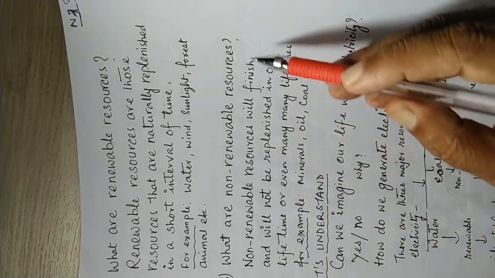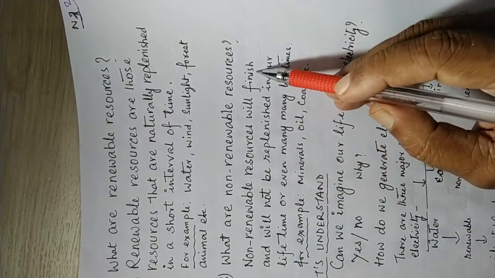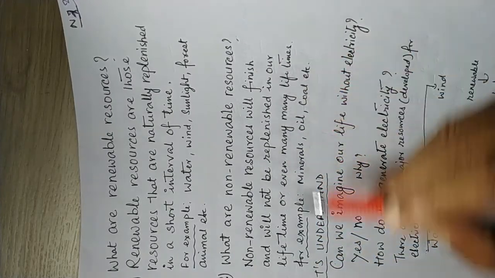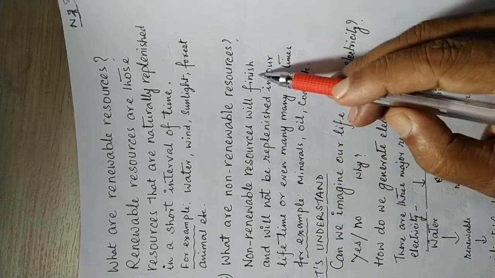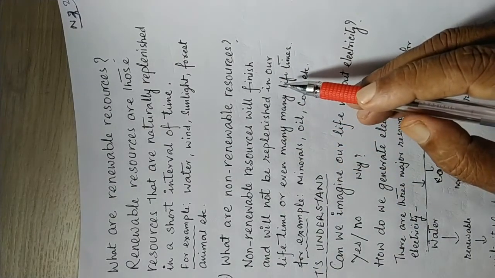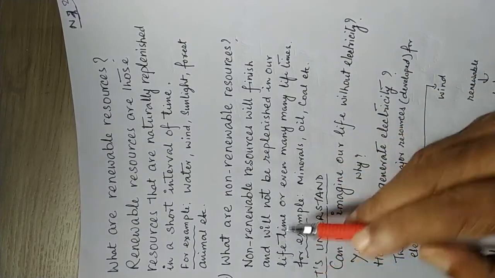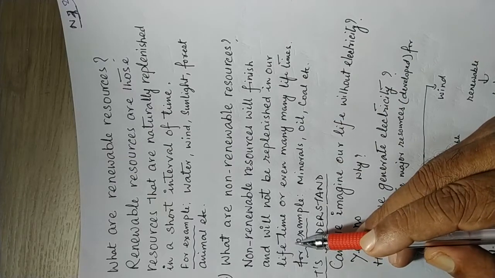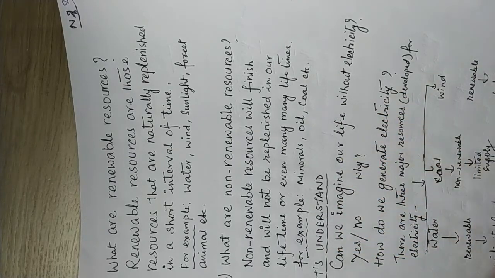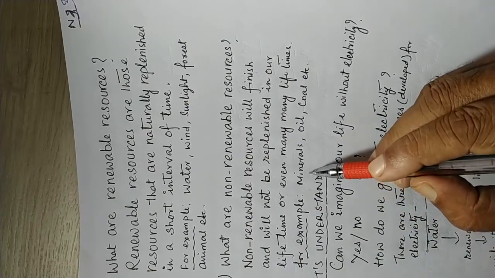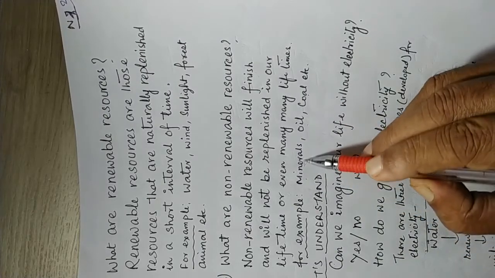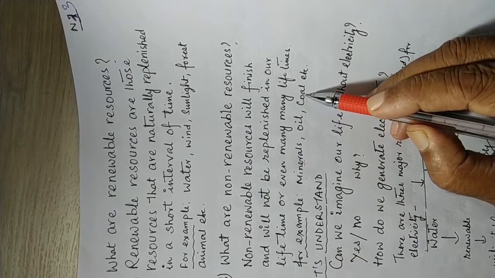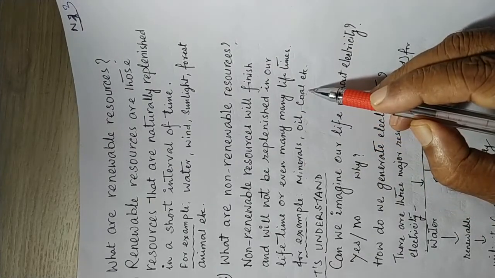And what are non-renewable resources? Non-renewable resources will finish and will not be replenished in our lifetime or even many lifetimes. I repeat, non-renewable resources will finish, meaning exhaust. Once it is used, it is finished, and will not be replenished or renewed in our lifetime, or even in many lifetimes. It will take millions of years to replenish. So it is called non-renewable. For example, minerals, oil and coal. Here again you see both biotic and abiotic. Minerals are abiotic, while oil and coal are biotic because they are fossil fuels. So I hope you understand.